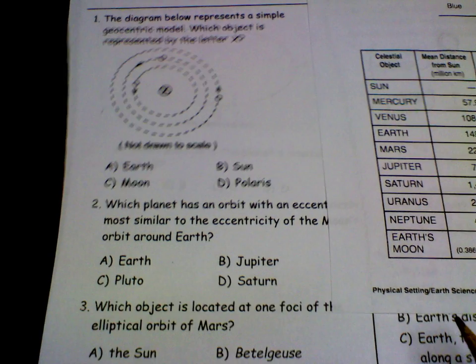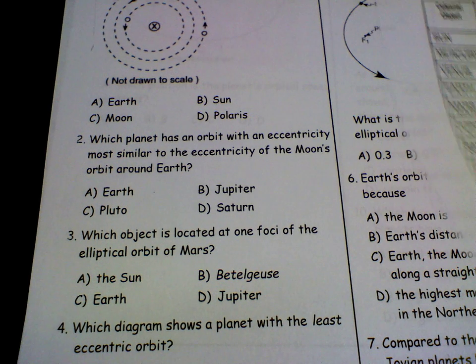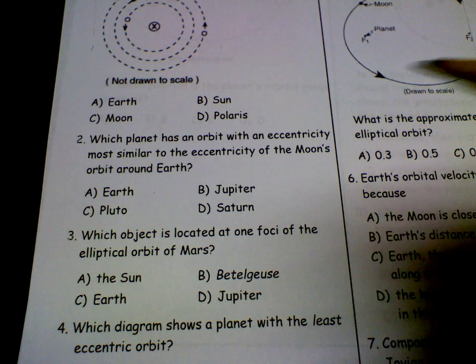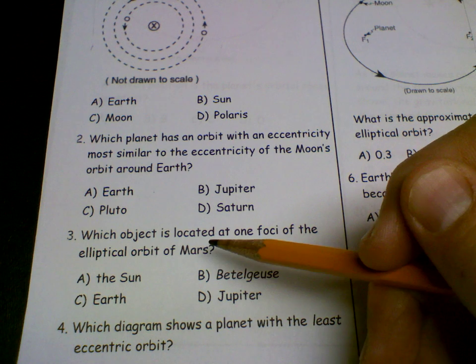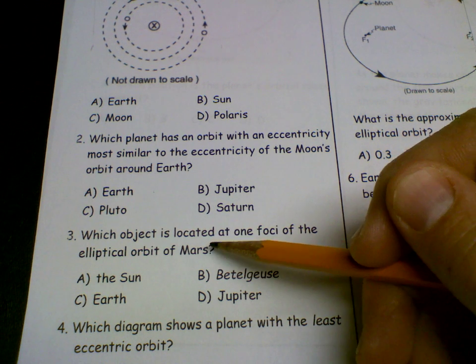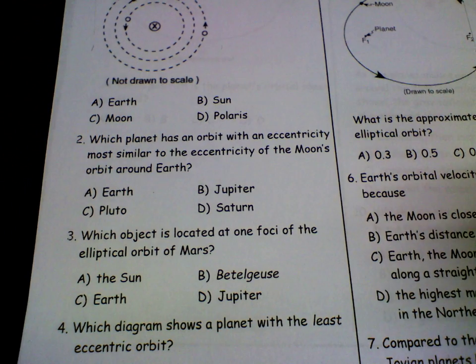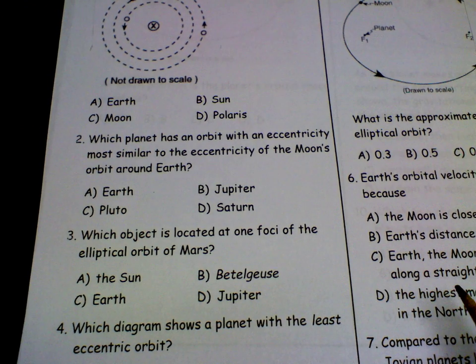Number three, which object is located at one foci of the elliptical orbit of Mars? And I think I told you guys this in the video. It's also in your notes. For any planet in our solar system, the focus is something that does not move at all, and we know what sits in the center of our solar system and does not move is the sun. I don't care what planet they're asking you about, Mars, Neptune, Mercury, Earth, if they ask you about what is always one of the foci, it is the sun, choice A. But it won't be choice A all the time.